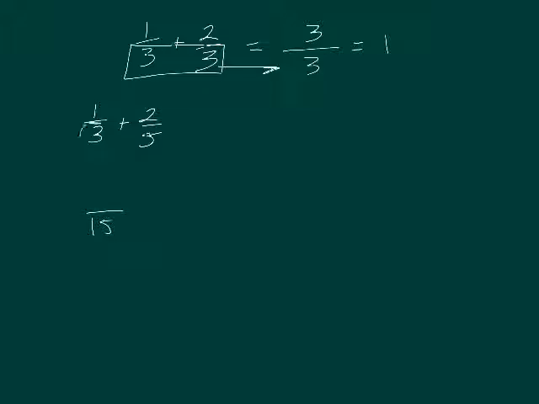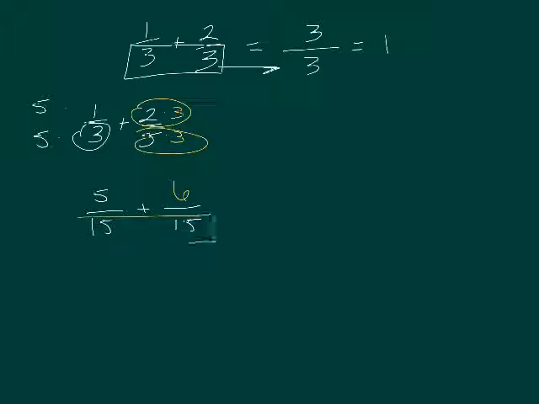Well, what did we do? What did we multiply that 3 by to get it to be a 15? We multiplied it by 5. Well, if we multiply the bottom number by 5, we have to multiply the top number by 5. So 5 times 1 is 5. And we also are going to change the 5 to a 15. Well, what did we multiply the 5 by? A 3 here. So we have to multiply the top by a 3 as well. So 5 times 3 is 15. 2 times 3 is 6.